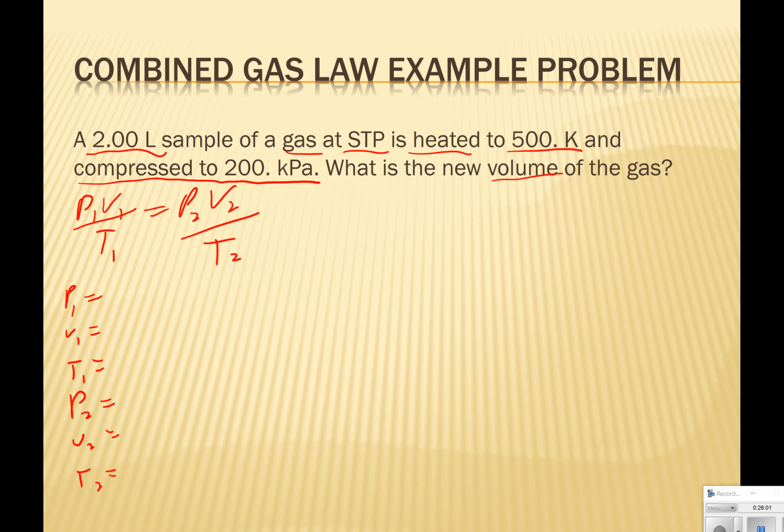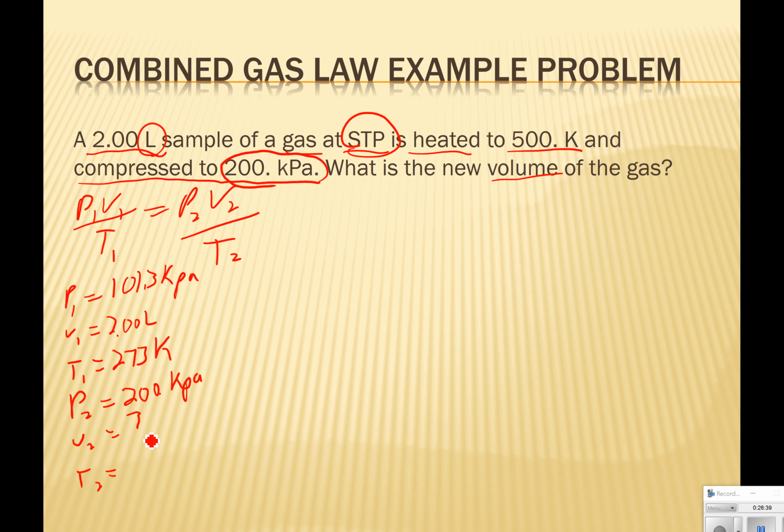Now we have a 2-liter sample of gas. So our initial volume is 2 liters, indicated by the L, at STP, standard temperature and pressure. Standard temperature is 273 Kelvin, and standard pressure is 101.3 kPa. And I'm choosing kPa because we already have a value here of 200 kPa for the changing pressure. And we're going to have to convert one of those numbers. If you wanted to use atmospheres, you'd have to convert kPa. Otherwise, we can leave it just as is.